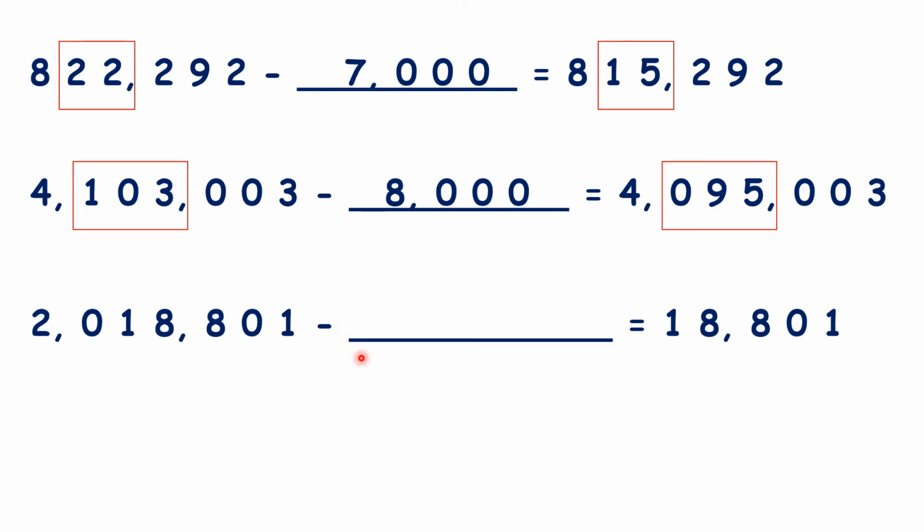Now for this last question, what has been subtracted here? Well, the number is the same but without the millions digit, so 2 million has been subtracted.